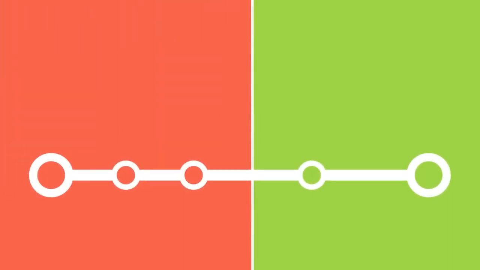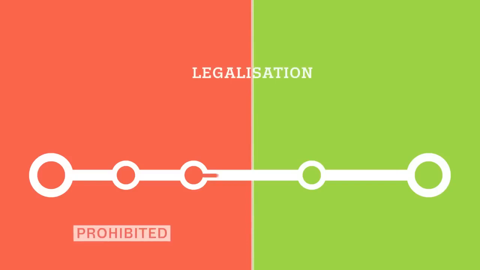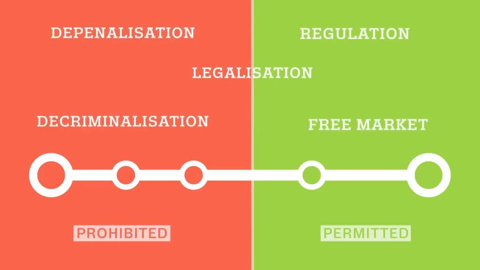The important thing about an act of legalisation is that it crosses the line from prohibited to permitted behaviour, which depenalisation and decriminalisation do not do.